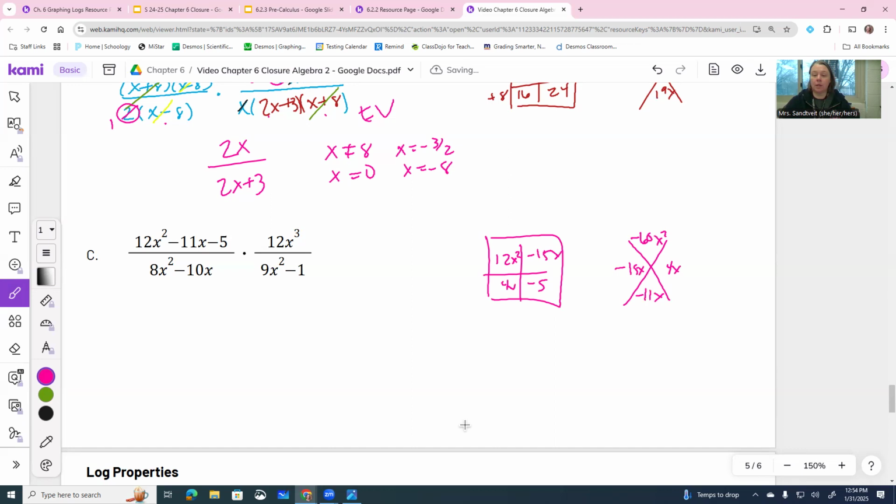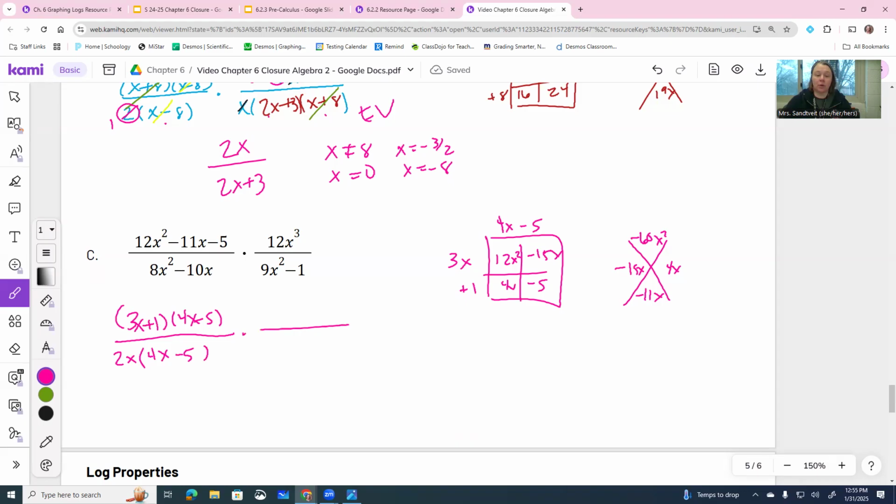In common between these, I have a 3 and an x. So this is a 4x. It's a -5, and that's a +1. So this top is 3x plus 1 times 4x minus 5. On the bottom, they do have in common a 2 and an x, so I'm left with 4x minus 5.